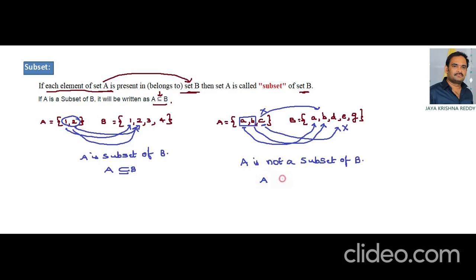So we can represent it as A is not a subset of set B. So remember the definition: each element of set A, means all the elements of set A, should be present in set B. Then only we say that set A is a subset of set B.